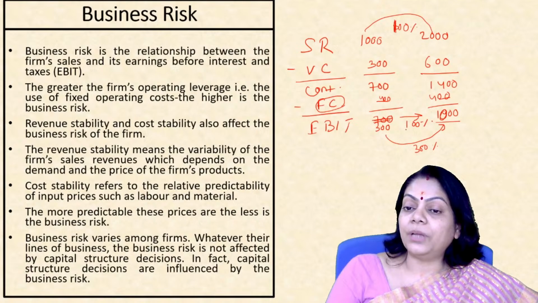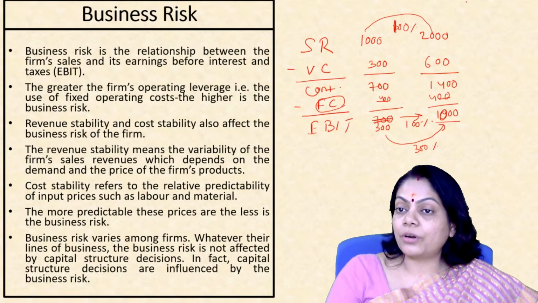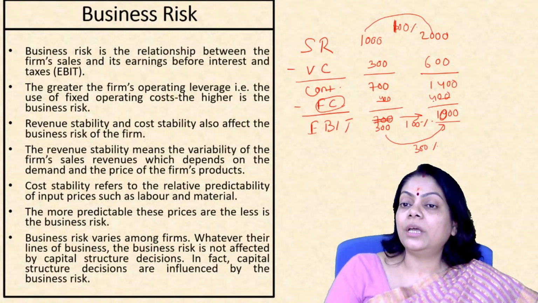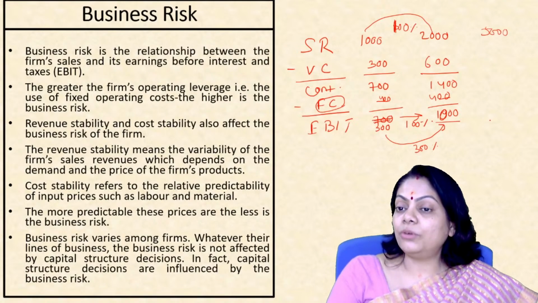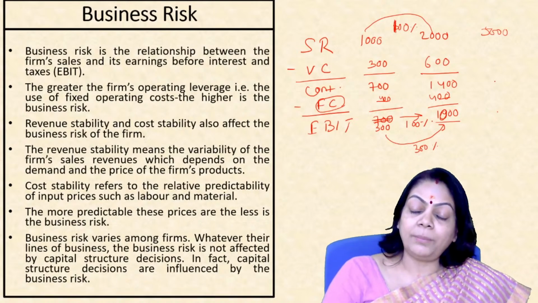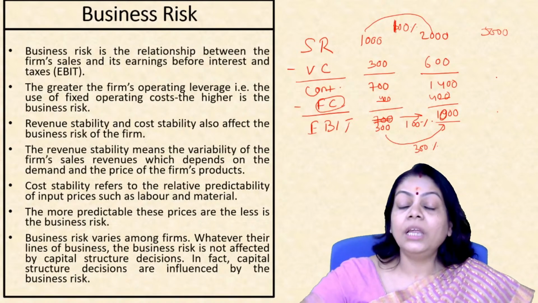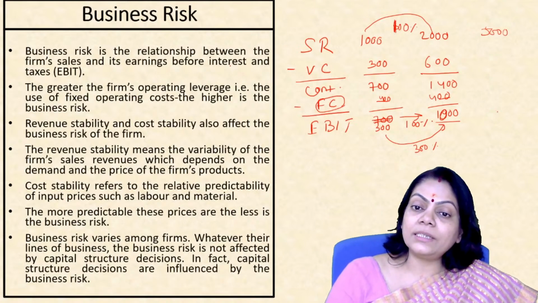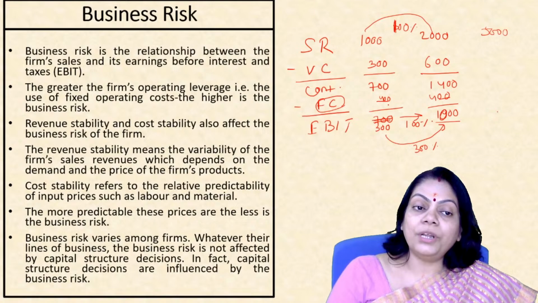Now see, why is it happening? It is happening because I have further sales revenue increases. This will increase subsequently, so this goes to 5,000. Now you can calculate how the gross profit will increase.